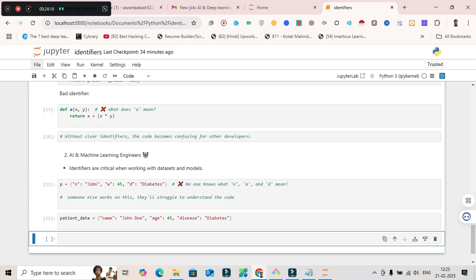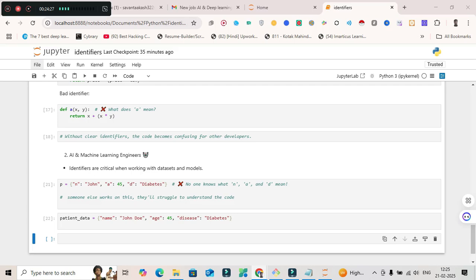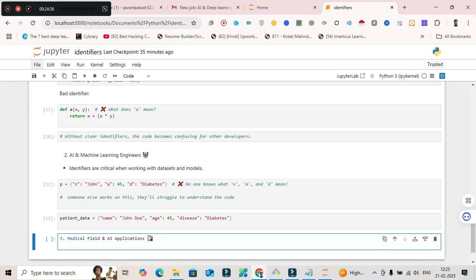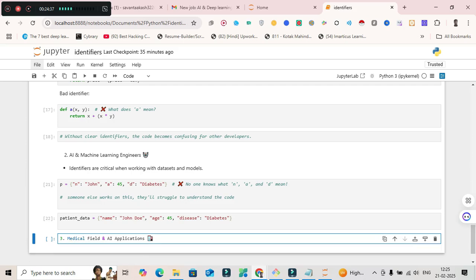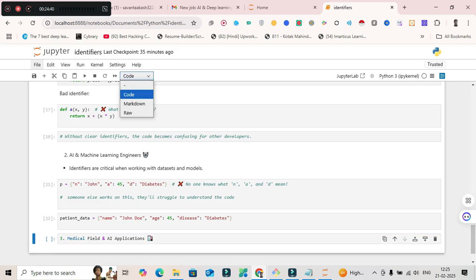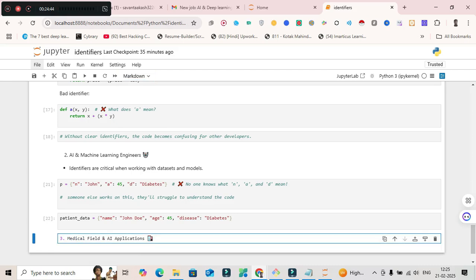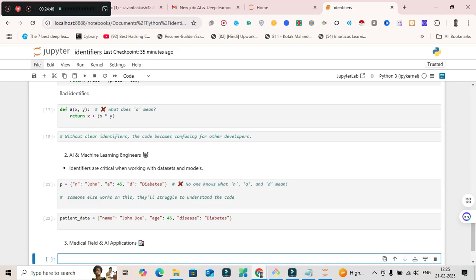Now the third use case you have to understand is in the real medical field and AI applications. Basically, let's build a mini project so that you will understand. It's a long video, folks, so I will make it very short. I have already prepared this for you, so I'm just showing how things are working.